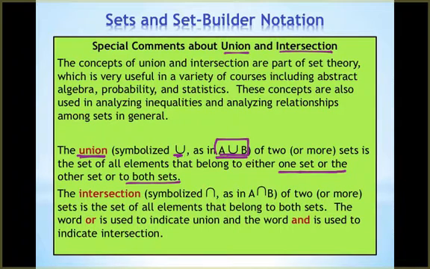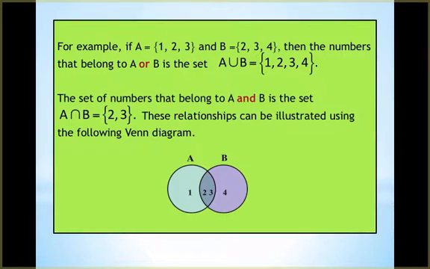A different type of combination is called an intersection. So we symbolize the intersection with an upside down U. We would read this as A intersect B. It's two or more sets where the elements have to belong to all of the sets. So in this case, if we have two sets, to be in the intersection of A intersect B, we would have to be in both A and B. Let's look at an example. Say that A is the set 1, 2, 3, and B is the set 2, 3, 4.